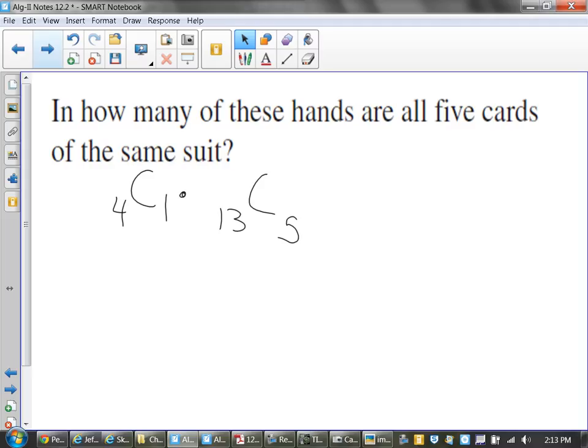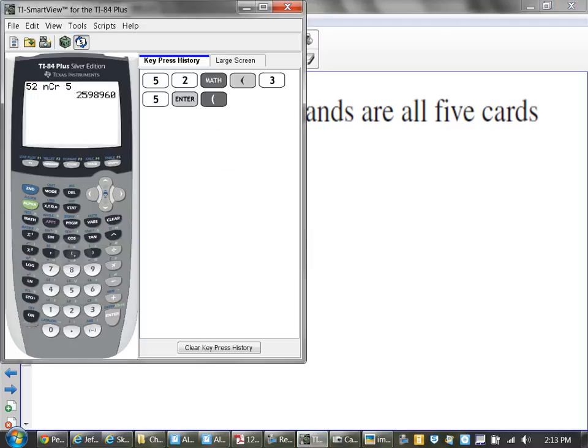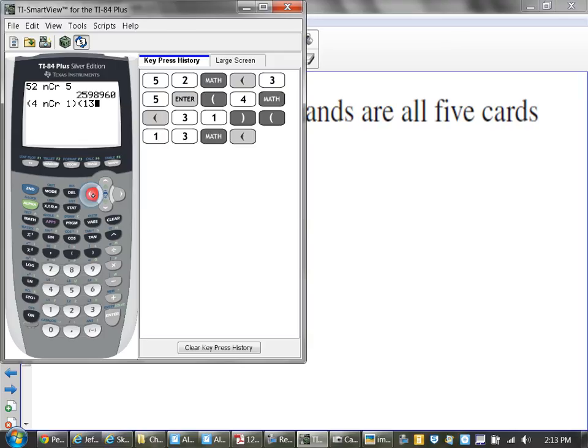Okay. So in your calculators, it'll do this for you. Suggestion that I will make is put parentheses around it. So it's 4, choose 1, times 13, choose 5. So being able to shuffle out all five cards being of the same suit, there's only 5,148 combinations of being able to do that. That means I have like a 2, 3, 4, 5, or a 2, 3, 4, 6, 8 of a diamond or whatever.